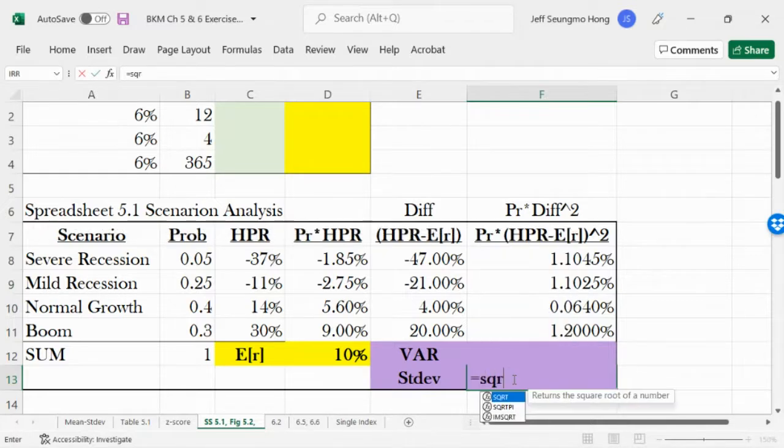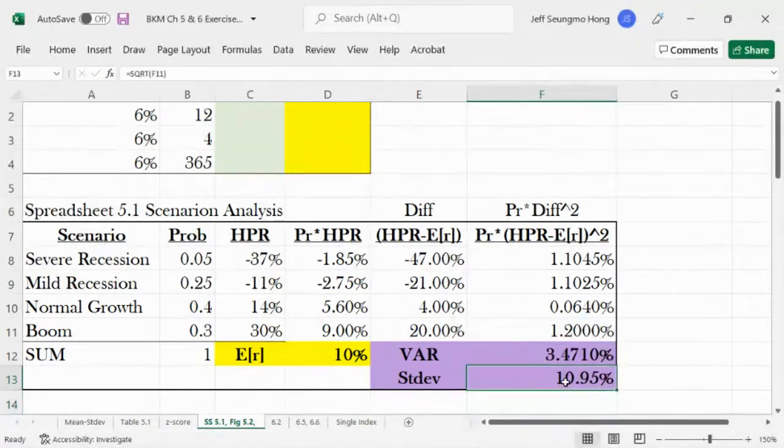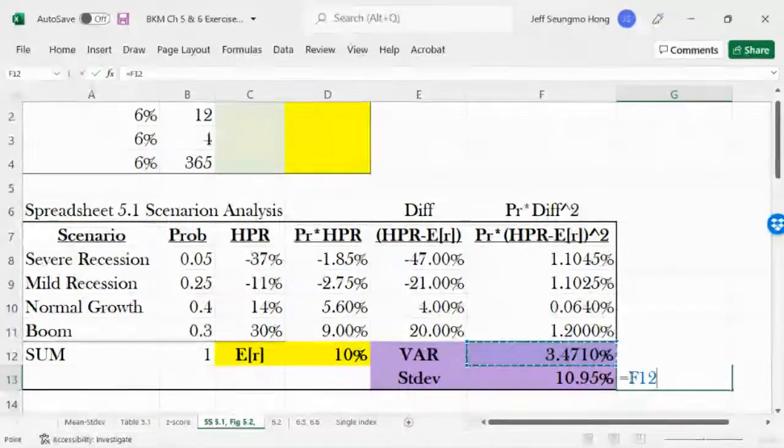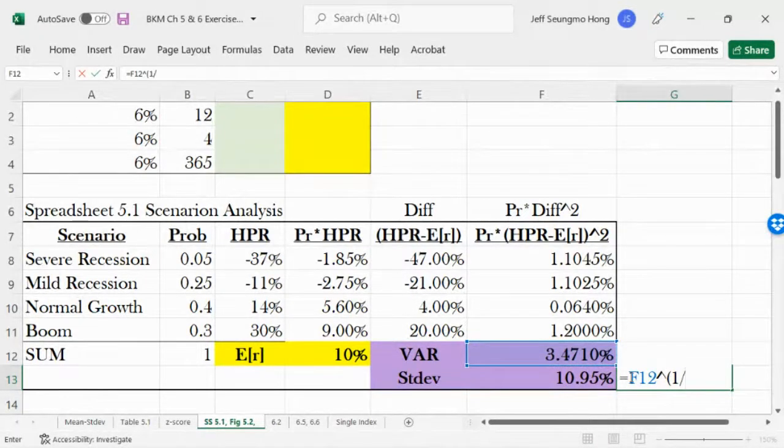You can take the square root this way, square root of this. There you go. Or you can do it this way. Square root is half power, right? Same thing. F12 over square root of that. Why is it?